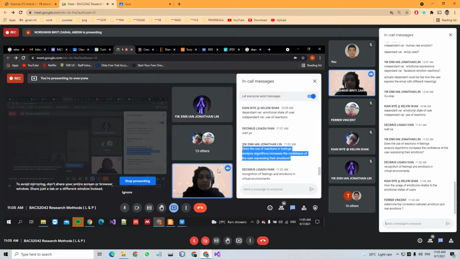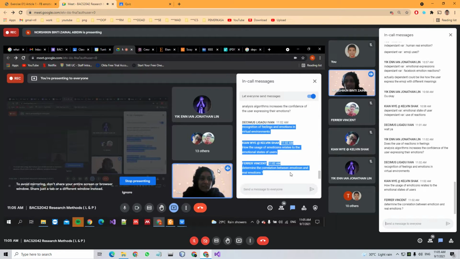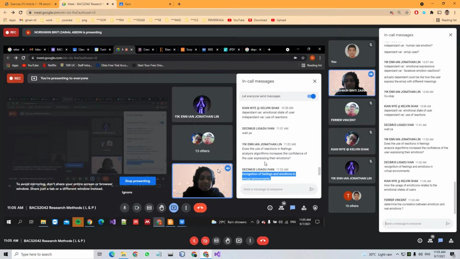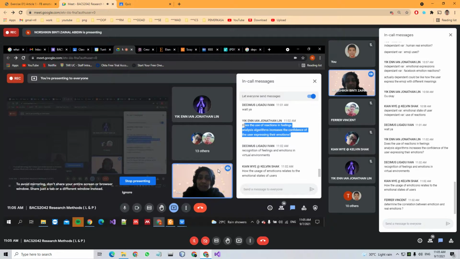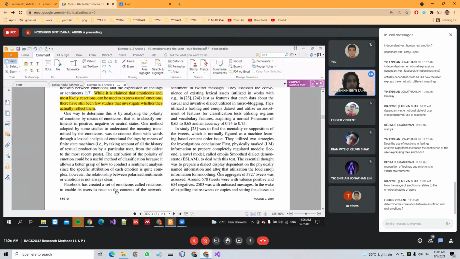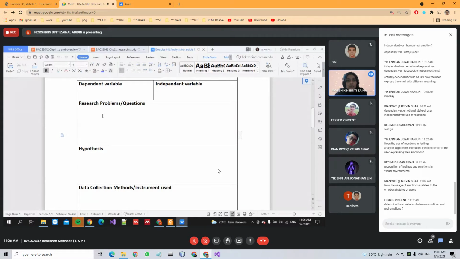But to identify this one, from the title or from the abstract, you can find this one. For this one too, you can find it from the abstract, but for the explanation on this, you can find it in the introduction part, because I found that one in the introduction part. So you guys can understand how to identify the research problem or the question. So that's good. So we move to hypothesis.